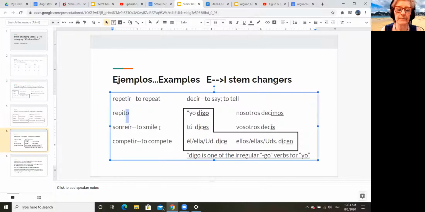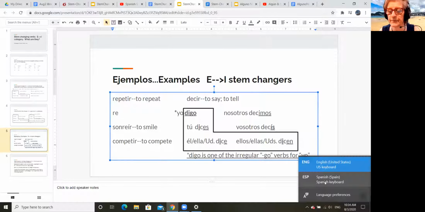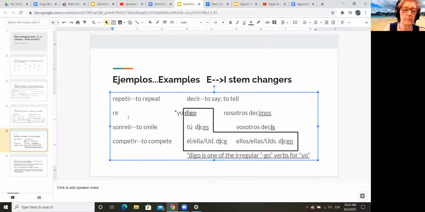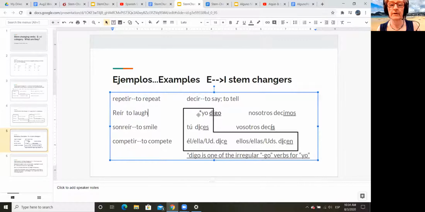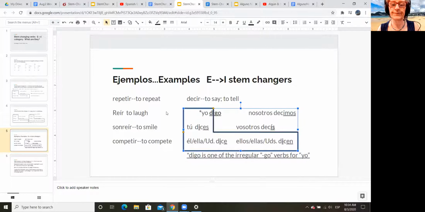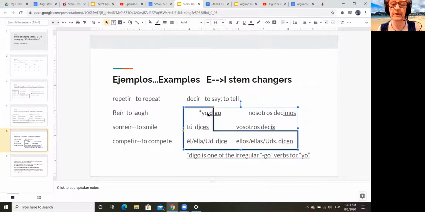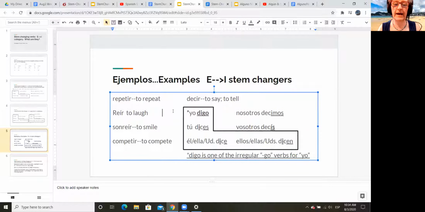Repetir. Okay. I've got a whole bunch of verbs here. I kind of messed up my whole thing. I'm just giving you verbs that are stem changes. Perdón. Okay, I messed up my sequence here. That's why I am a mess. And we'll try to get this back into alignment. Here we go.